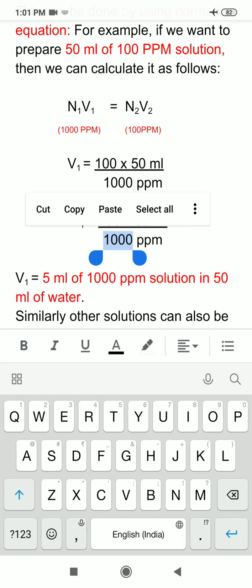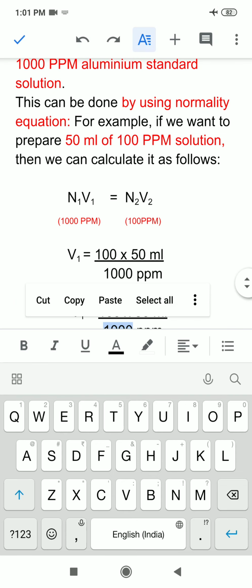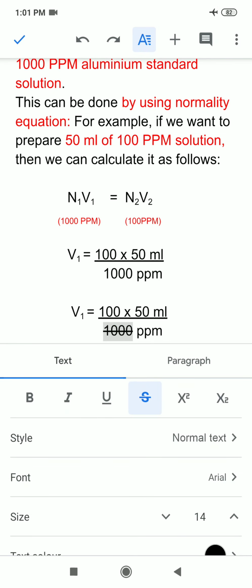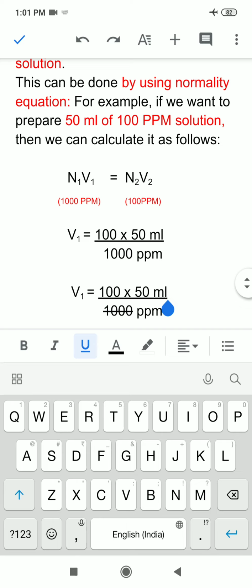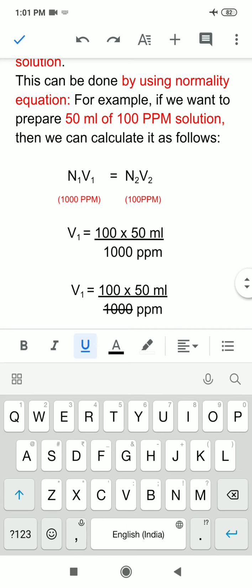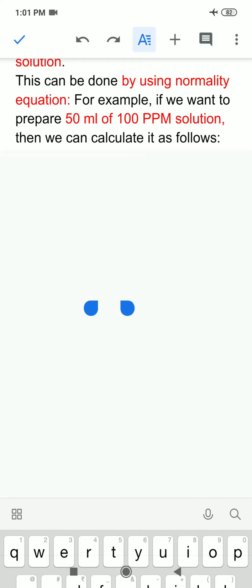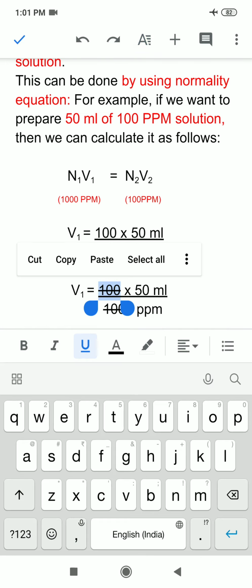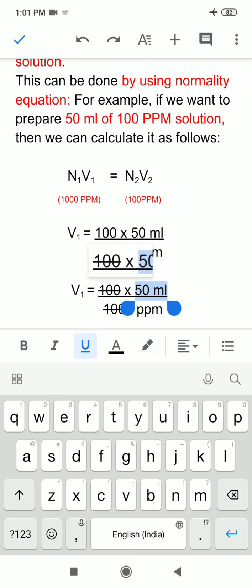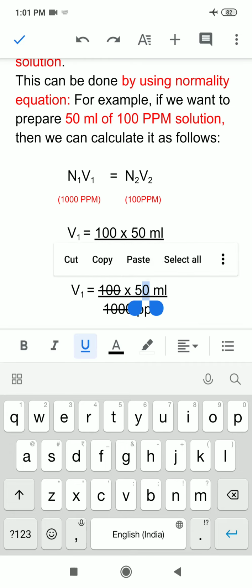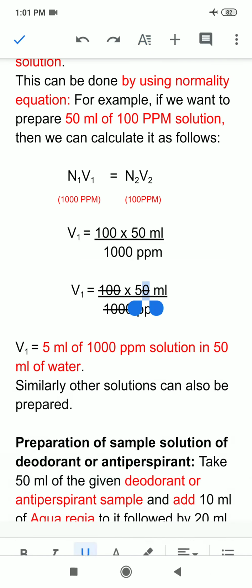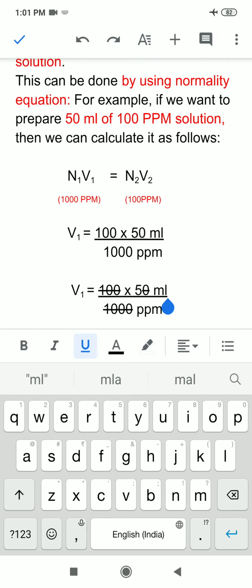I can write it as this. So this is what I wanted to write here.